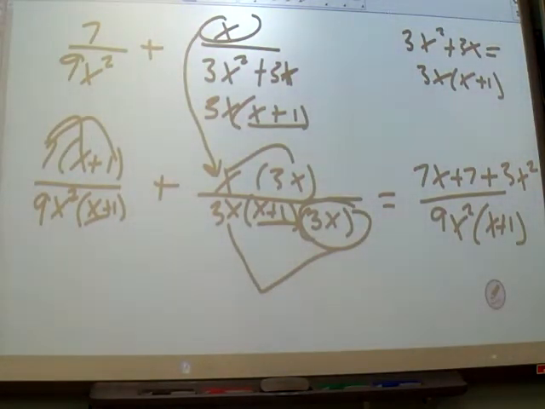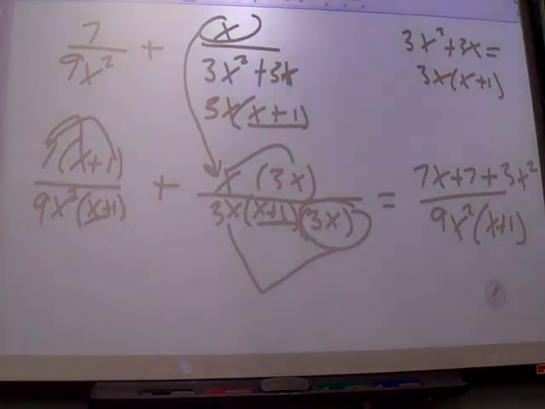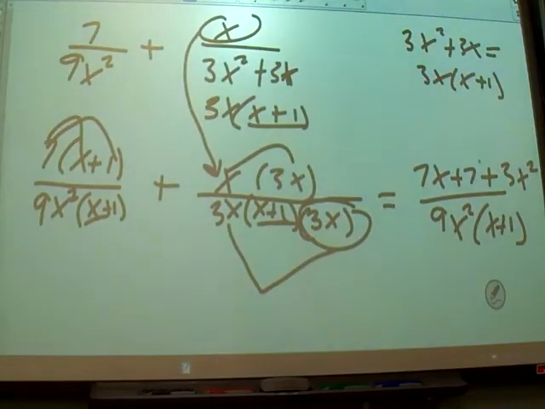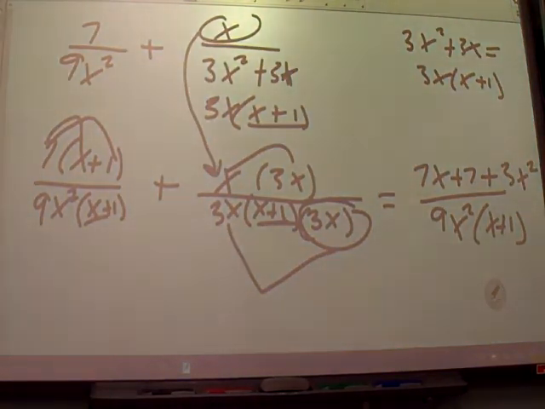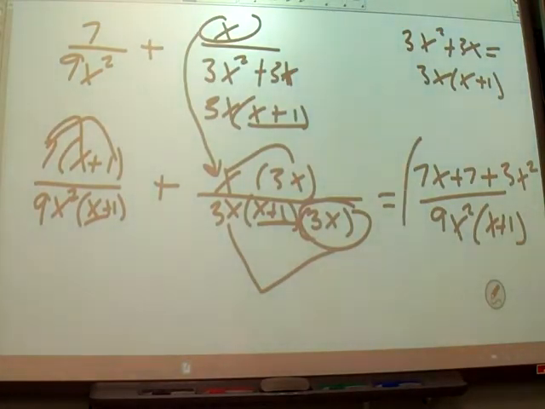No, one of them's a squared and one of them's not. So can't combine any of that on the top. If I could factor it and be able to ninja something out, I would. Am I going to be able to factor that out and ninja anything out? Nope. So that's it.